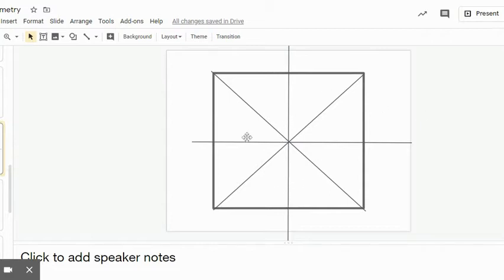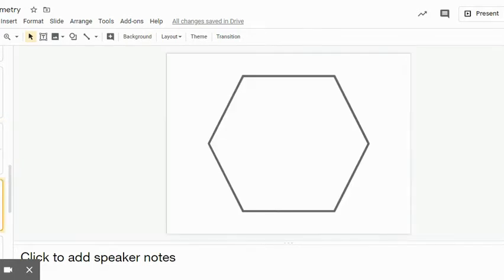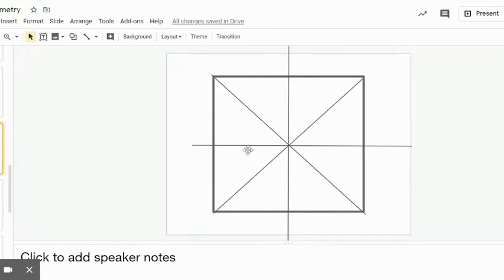There's 1, 2, 3, 4. That's interesting. All the sides are the same length, and there's 4 lines of symmetry, and there's 4 corners on a square. Hey, try the hexagon. How many lines of symmetry could you find in the hexagon? So draw a hexagon. How many lines of symmetry could you find?